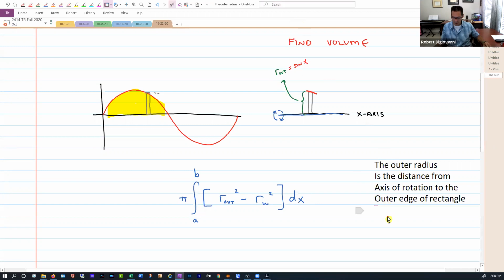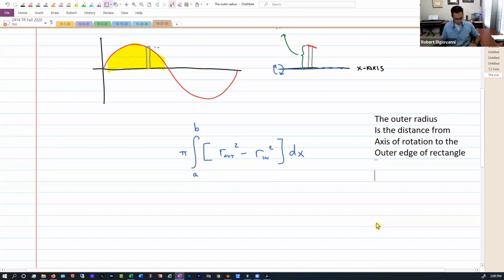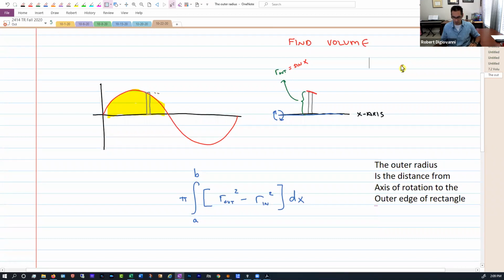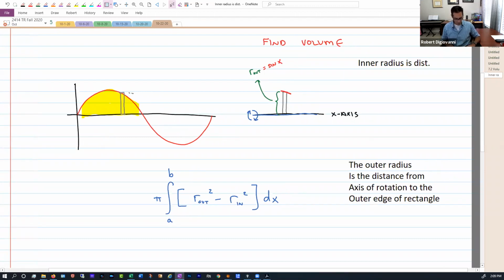Now the inner radius, I'll put it right here so we can keep it all on the screen. Inner radius is distance from axis of rotation to inner edge of rectangle. So do y'all see what that is for us here? There's the inner edge of the rectangle, right? That bottom edge. How far is it away from the axis of rotation?